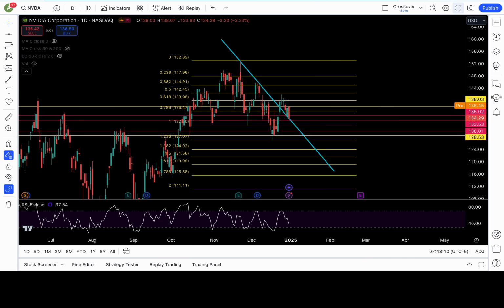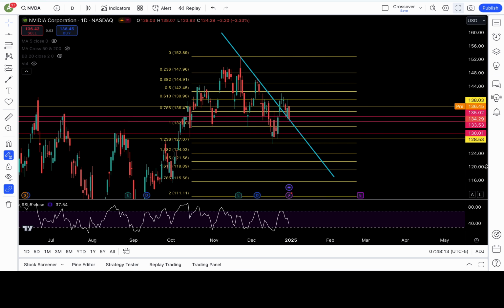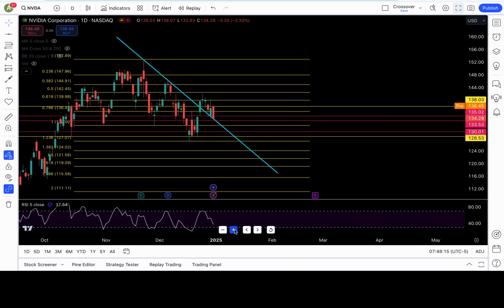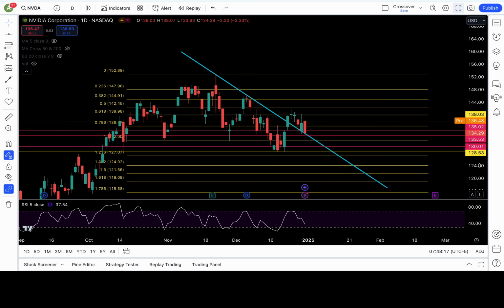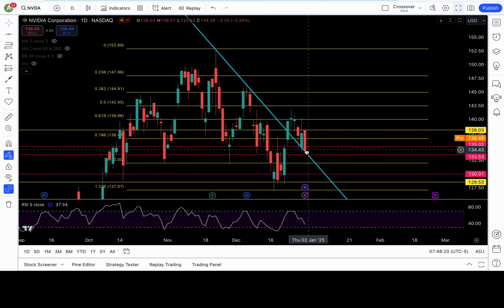All right, NVDA, is it still messing around? Is it going to give us the false breakout or not? Officially, it did not. Okay, we once again just backtested that trend line.